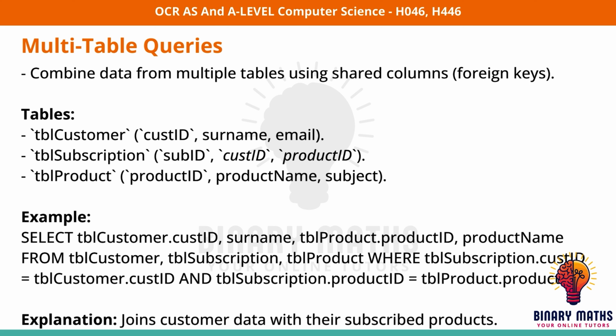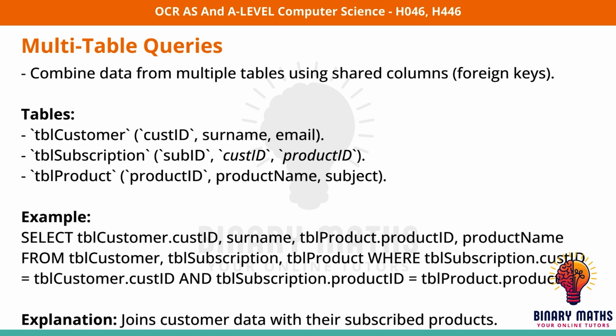Multi-table queries. In real-world databases, data is often spread across multiple tables. For example, you might have one table for customers, another for products, and a third that links customers to the products they've subscribed to. To combine data from multiple tables, we use foreign keys. A foreign key is a column in one table that links to the primary key in another table.